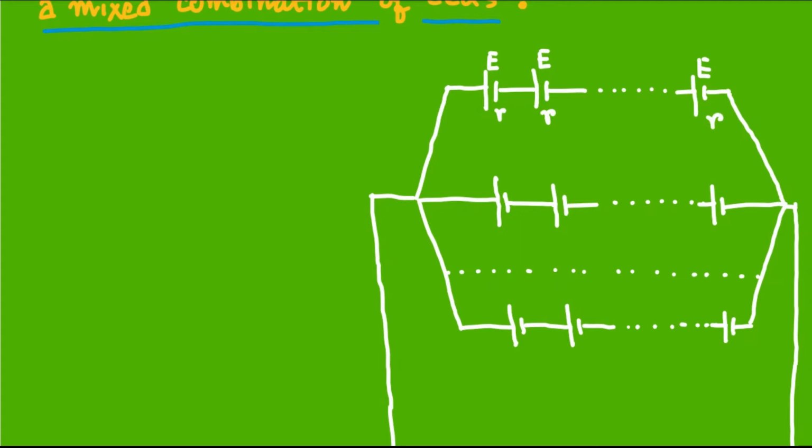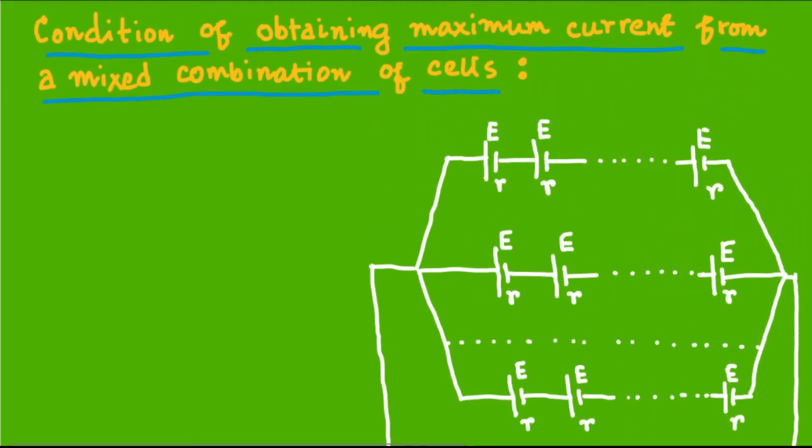E is the EMF of each cell. r is the internal resistance of each cell, and we can denote the EMF and internal resistance of all the cells in this mixed combination of cells. Again, we can denote the EMF and internal resistance of the cells in the mth row. Capital R is the external resistance.